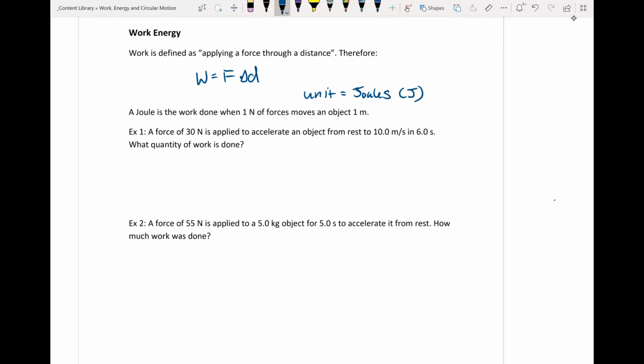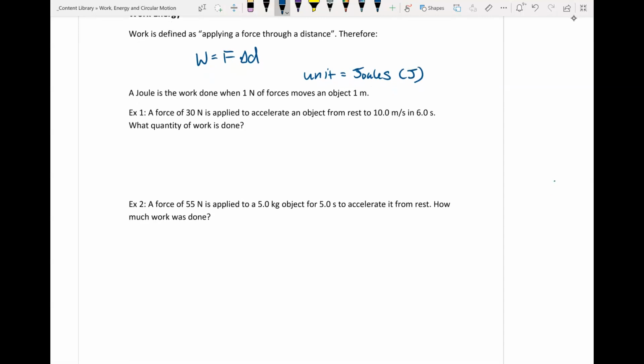So let's do an example to calculate work. A force of 30 newtons is applied to accelerate an object from rest to 10 meters per second in 6 seconds. What quantity of work is done? We are given the force, and we don't have the distance or displacement, but we do have enough information to find it. And this information right here is related to kinematics, so we are going to use one of our kinematics equations to solve for distance.